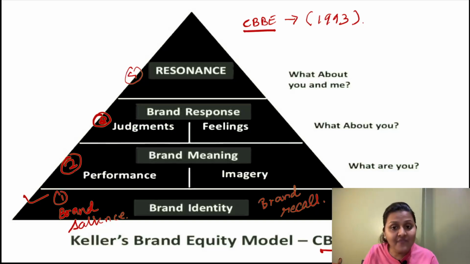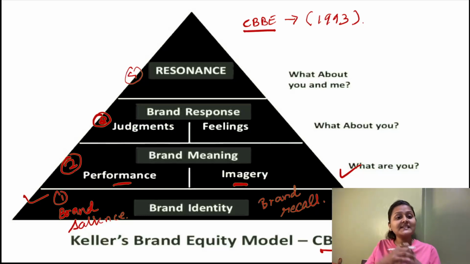Now the second level under Keller's brand equity model is brand meaning. This is what are you. The goal over here is to define the brand image through the associations. The focus here is to explain what the brand actually stands for. The main components over here are brand performance, and second is imagery.